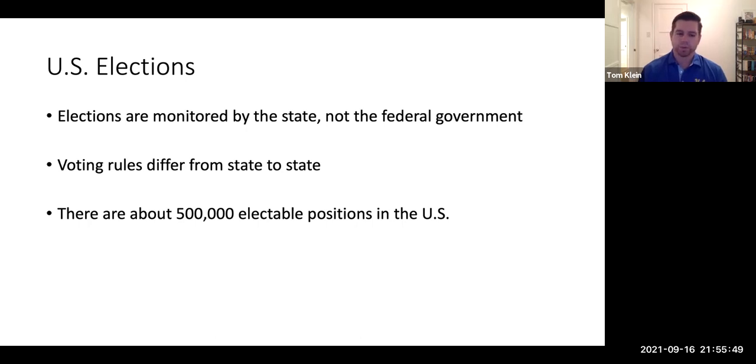The rules for how you can cast your ballot might be different, whether electronic or not, whether they're punch ballots, which I think they still are in LA, or write-in ballots, or the last day to mail, whatever it is. Those are going to be different from state to state because even though they are federal elections, they are monitored by the state. And we have about 500,000 or so electoral positions in the United States.